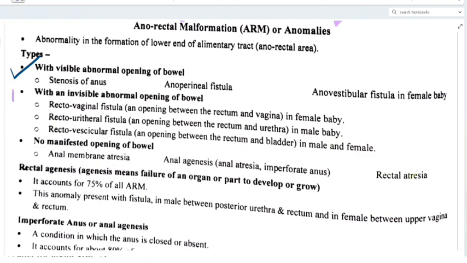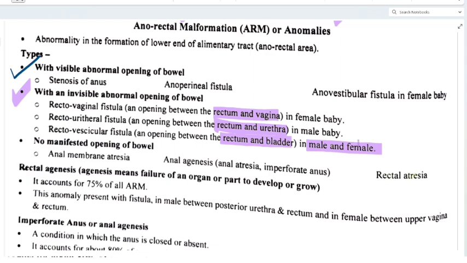Then with an invisible abnormal opening of bowel. So what is that? That is rectovaginal fistula, an opening between rectum and vagina in female baby. Rectourethral fistula, that is an opening between the rectum and urethra in male baby. Then rectovesicular, what is that? An opening between rectum and bladder, both male and female. So see, rectovaginal is for female baby, rectourethral for male baby, and rectovesicular for both male and female child.